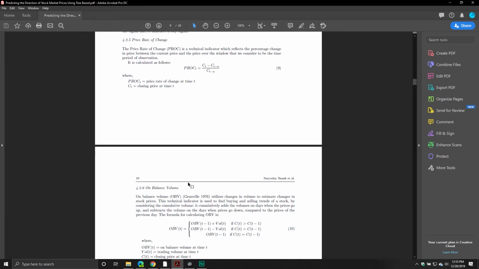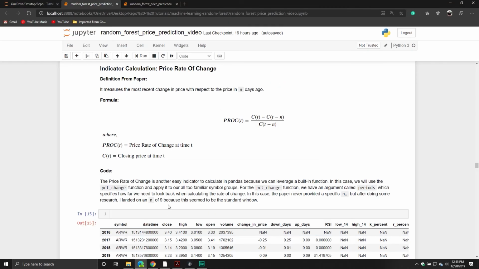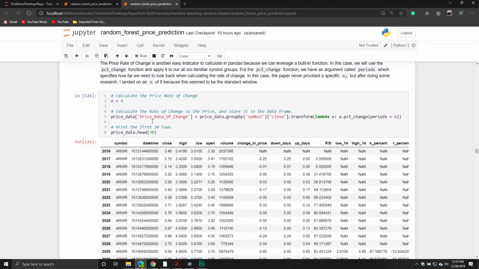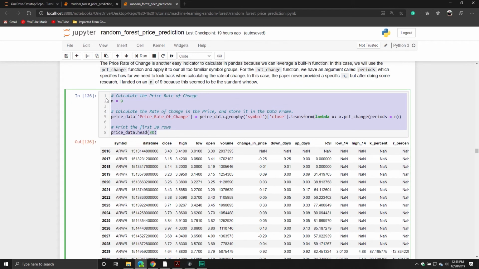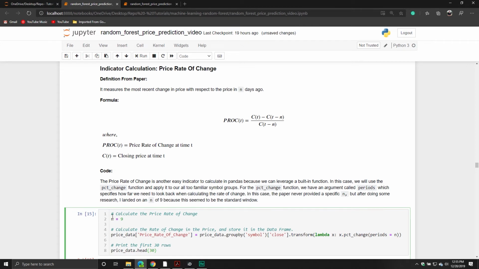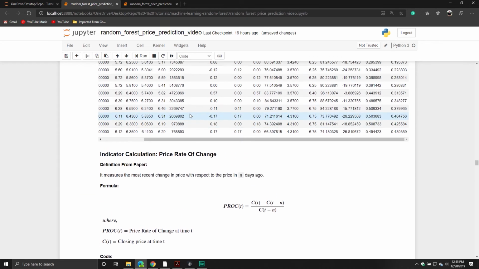Now, this was an interesting one because they never specified n. So I did some research, and basically what I found is I should, looks like, just do a 9-period one. So I'm going to follow that. Unless somebody can find somewhere in the paper, I mean, maybe I missed it, which is completely possible. I didn't really see where they were specifying that. Regardless, the idea is, again, we're going to kind of just do what we were doing up here.